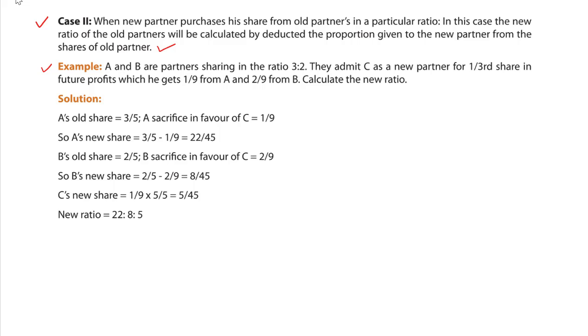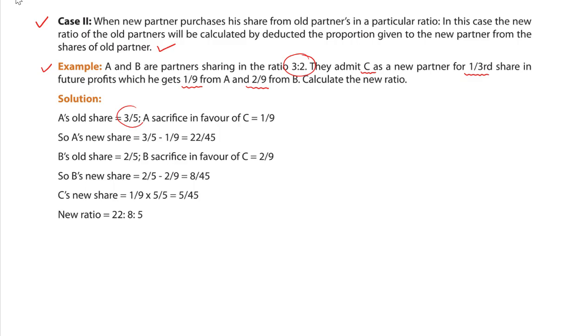Example, A and B are partners sharing profits and losses in the ratio of 3:2. They admit C as a new partner for 1/3 share in the future profits, which he gets 1/9 from A and 2/9 from B. C will get 1/9 from A and 2/9 from B. Calculate the new ratio.